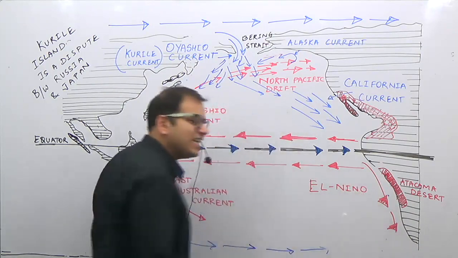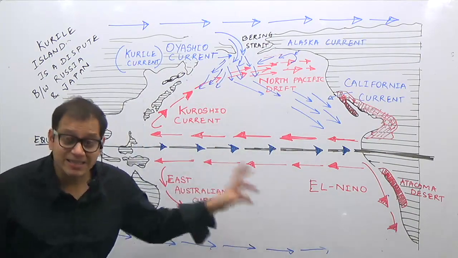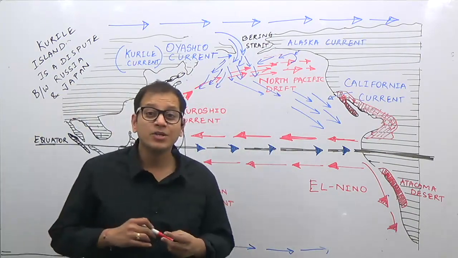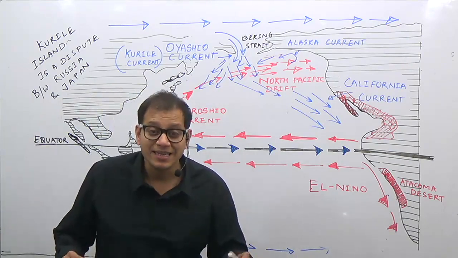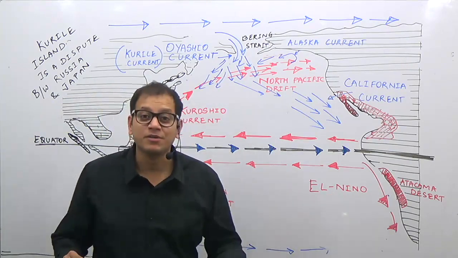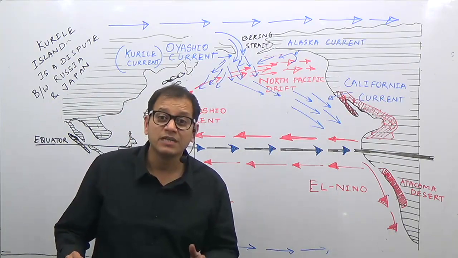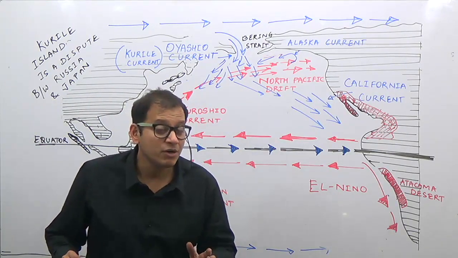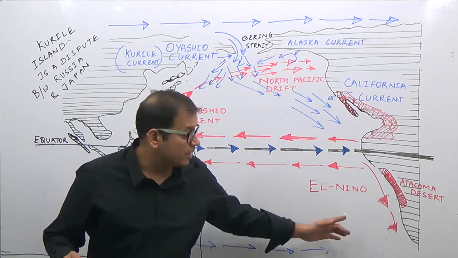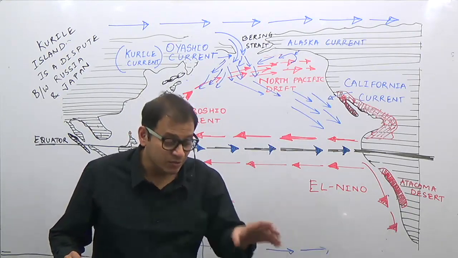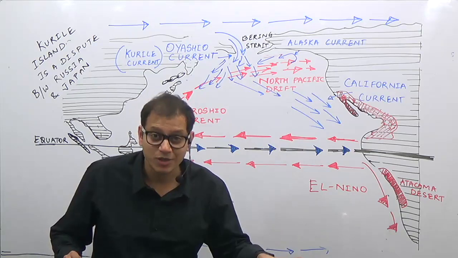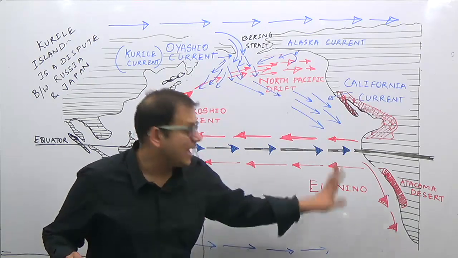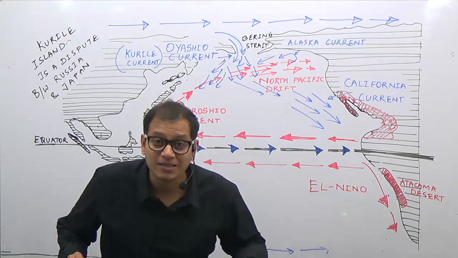So what is an El Nino? Though we are doing it as a separate topic, remember, El Nino is a warm current in the southern part of the Pacific Ocean. Due to the coming of an El Nino, the southern part of the Pacific Ocean, in which regularly there is a cold current known as the Peruvian current, it disappears, and a warm current comes known as an El Nino.